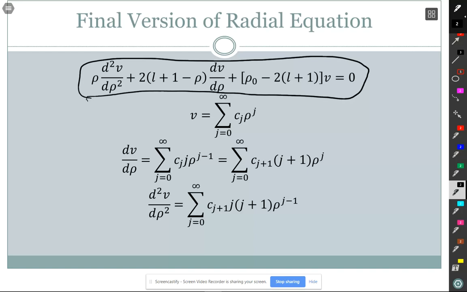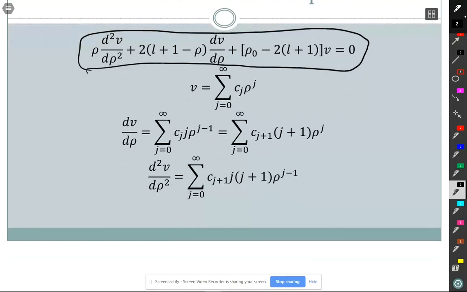Now, does that mean it's easy? No. But it's doable. So now we have V was just this infinite series, and we have a second derivative, a first derivative, and no derivative. So we have to calculate the first derivative and the second derivative. Remember when we did this with the harmonic oscillator? Doing that first derivative, I just brought down a j and lowered the power by 1.